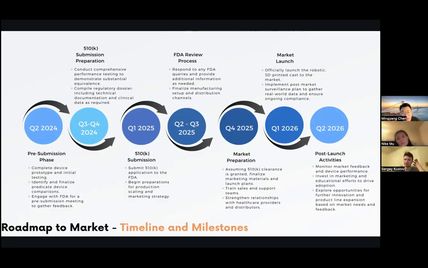And in 2026, it's time for our market launch. So we officially launch the robotic 3D printing kits in the market, and we will implement a post-market surveillance plan to gather real-world data and ensure ongoing compliance. And in Q2, it's time for post-launch activities. We will monitor market feedback and the device performance, and invest in marketing and educational efforts to drive adoption and explore opportunities for further innovation and product line expansion based on market needs and feedback. The next slide.